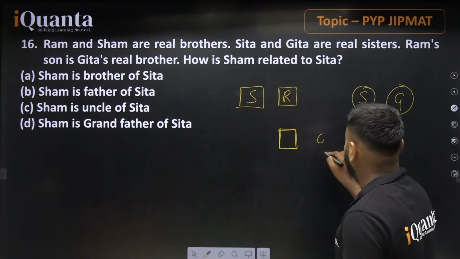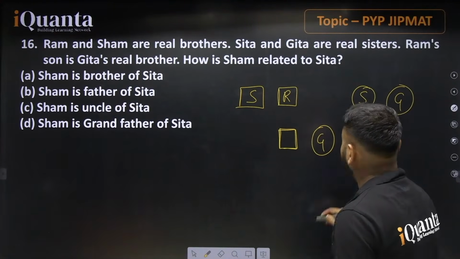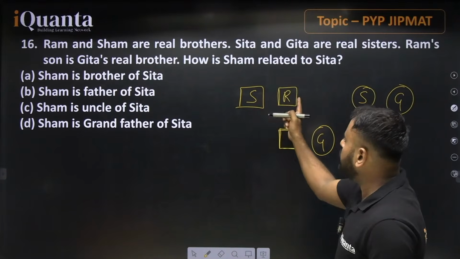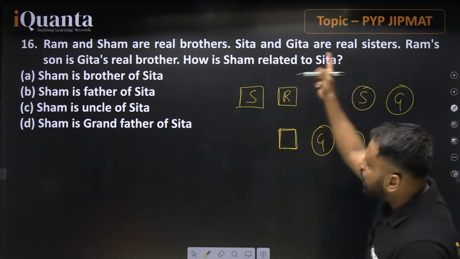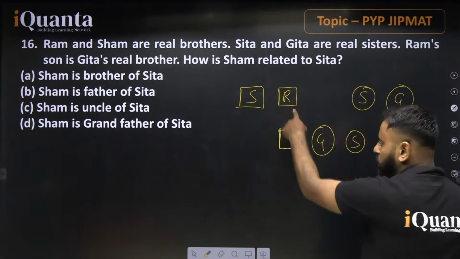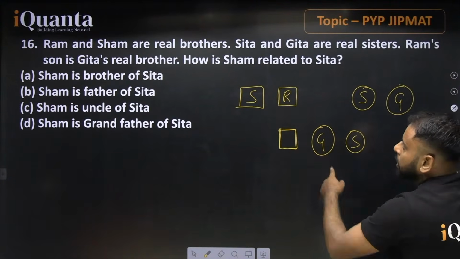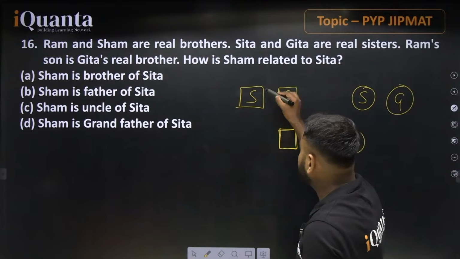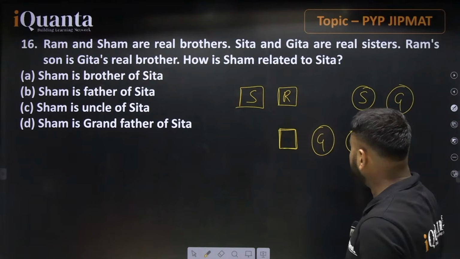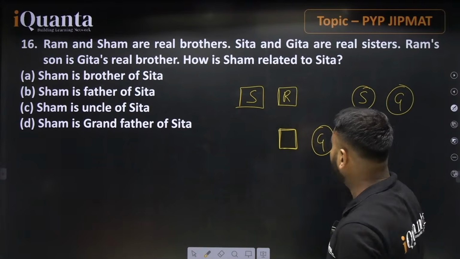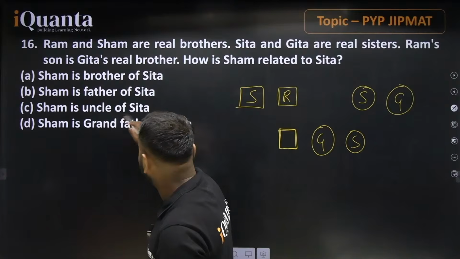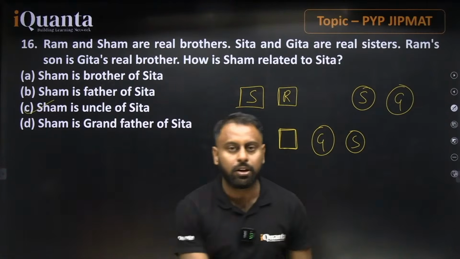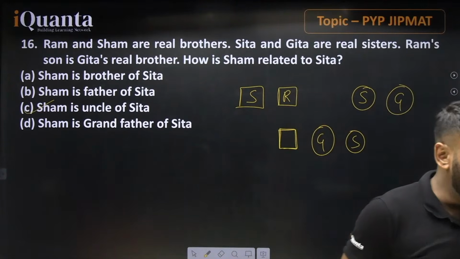Okay, so Geeta and Sita. So if talking about this, Ram and Shyam are real brothers, Sita and Geeta are real sisters, Ram's son is Geeta's real brother. How is Shyam related to Sita? Shyam related to Sita. It means that uncle of Sita. So who is Shyam? Shyam is uncle of Sita, which is option number C is the right one. So option number C is correct here.